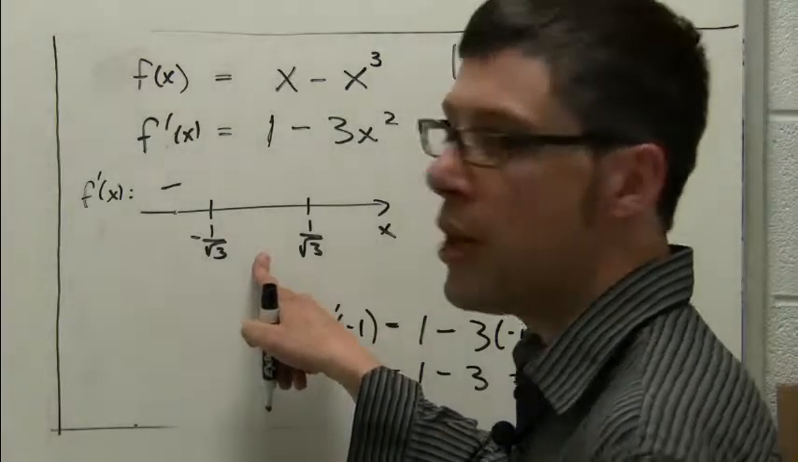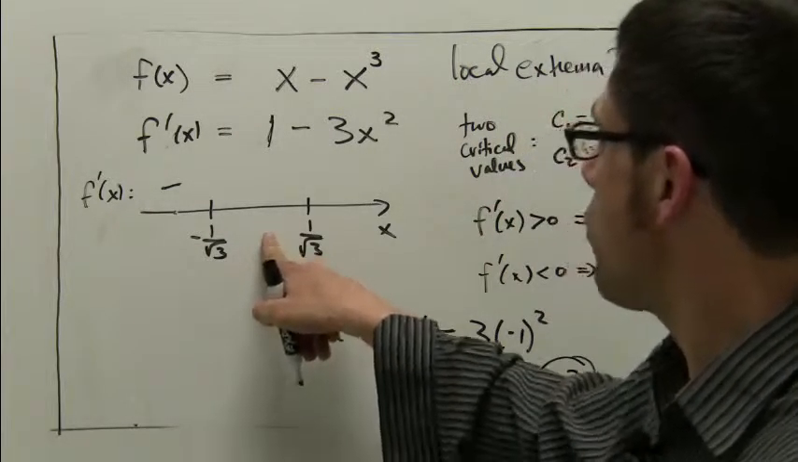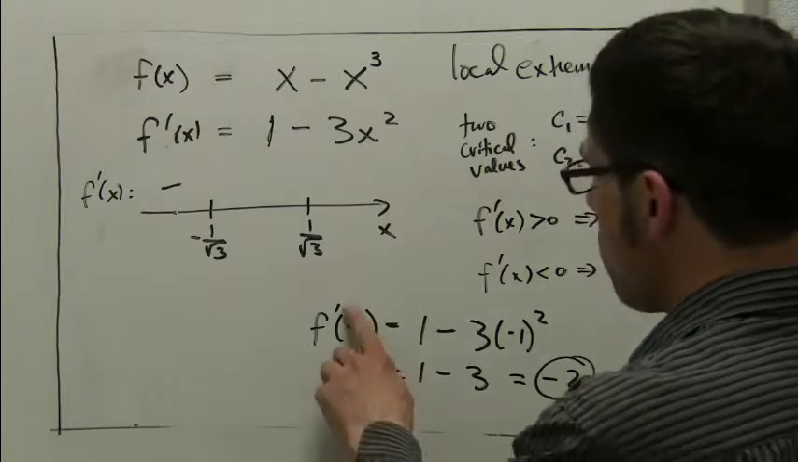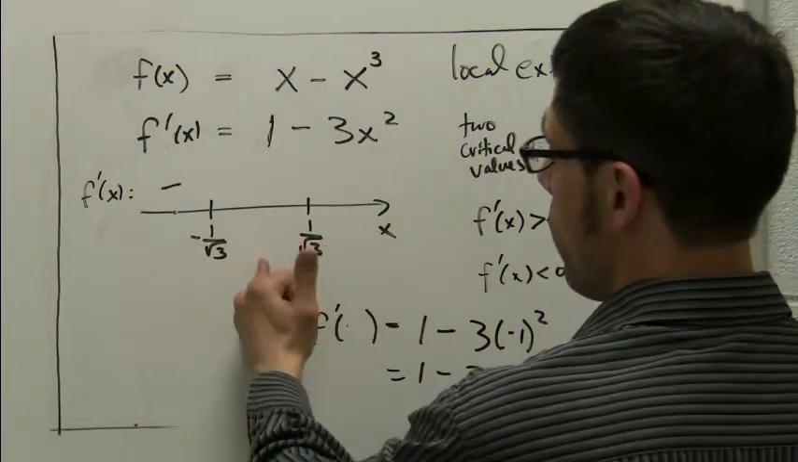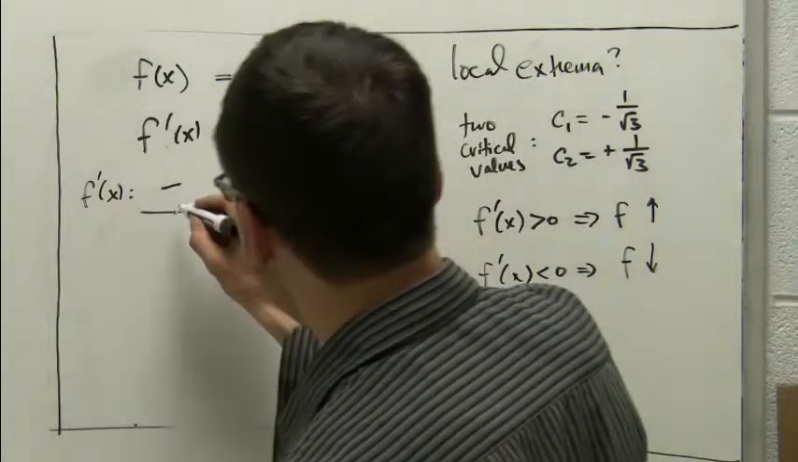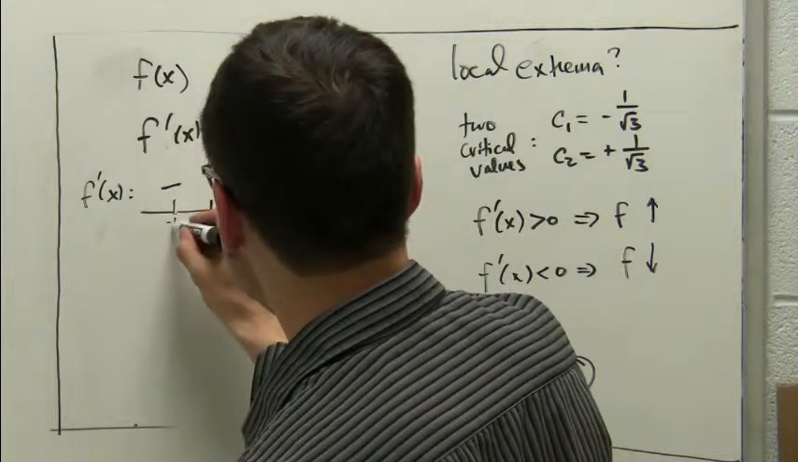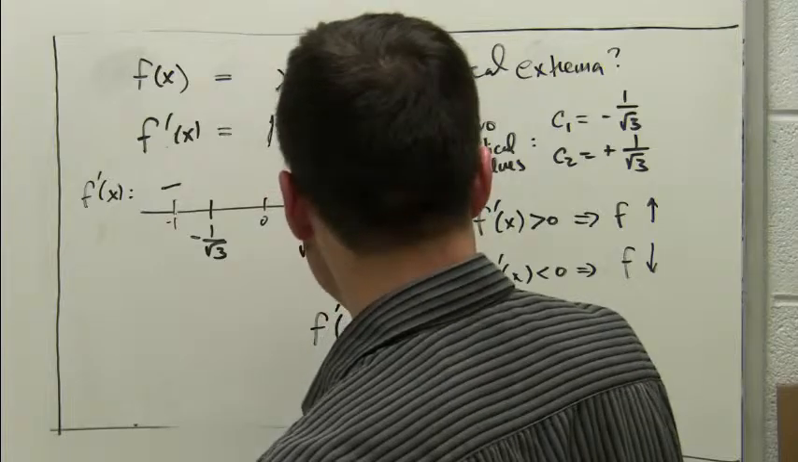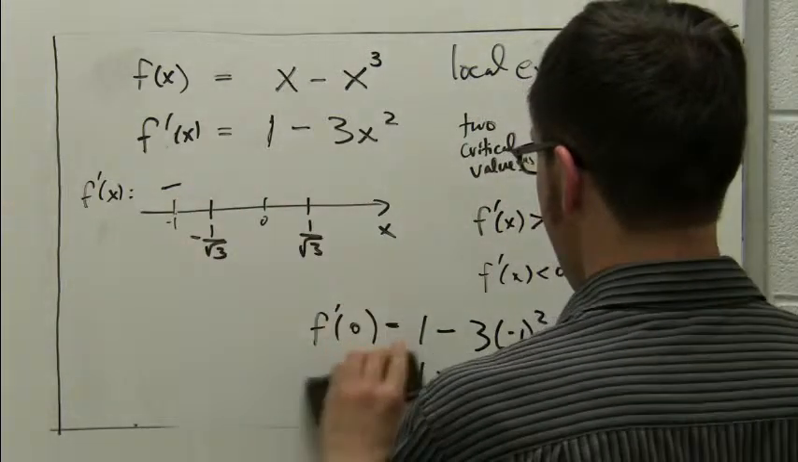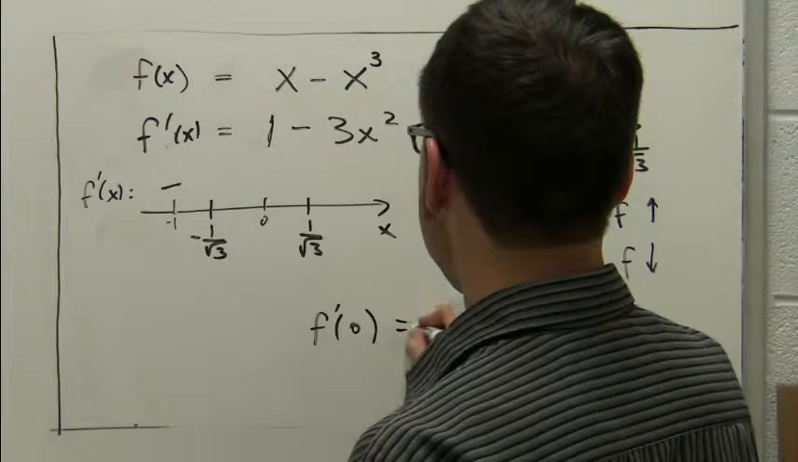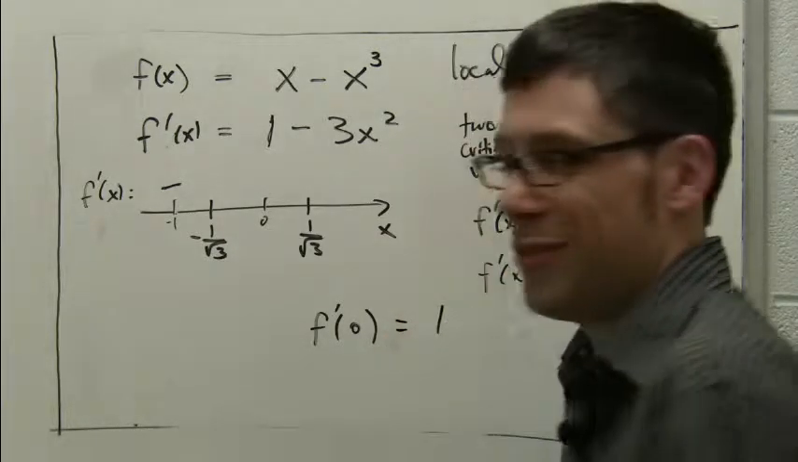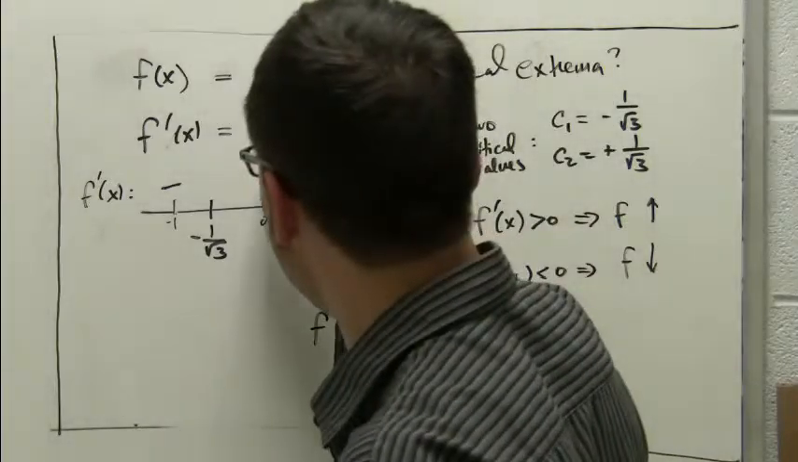Now in between, choose an easy value. How about 0? 0 is an easy one. Because 0 is certainly in between negative 1 over root 3 and positive 1 over root 3. So I plugged in over here minus 1, and I plugged in 0. Plugging 0 into this function, I just get 1. It's pretty easy. It's positive, and all I care is that it's positive.